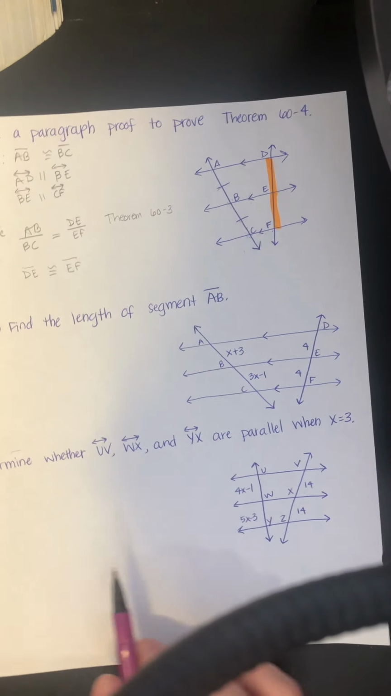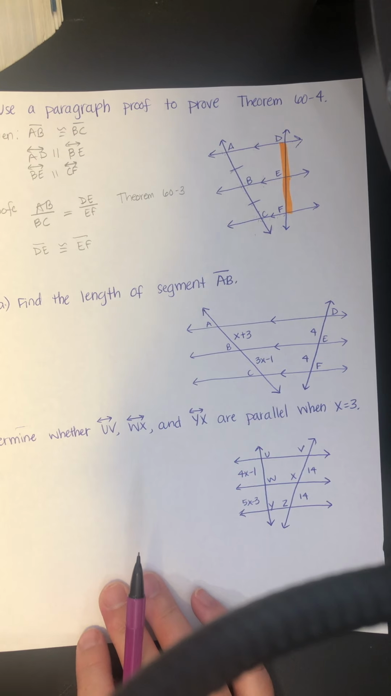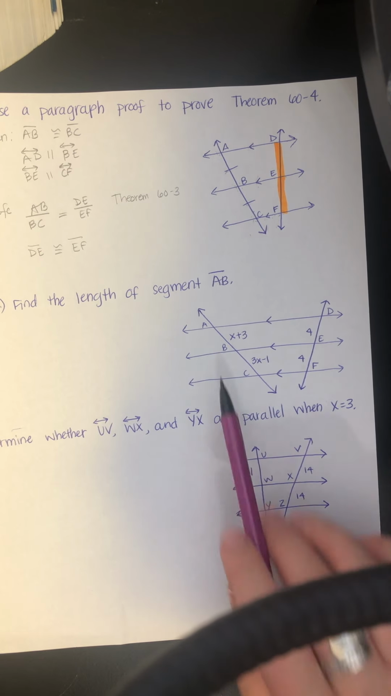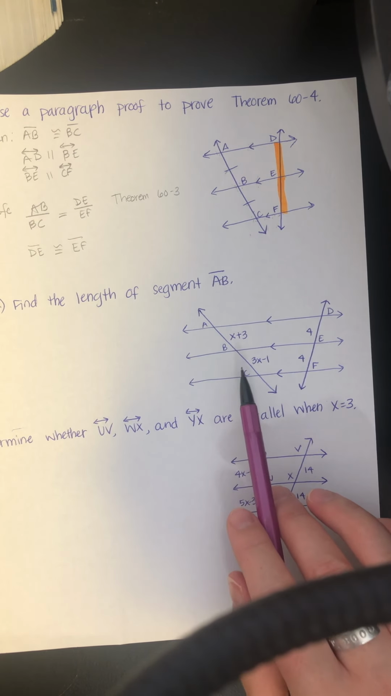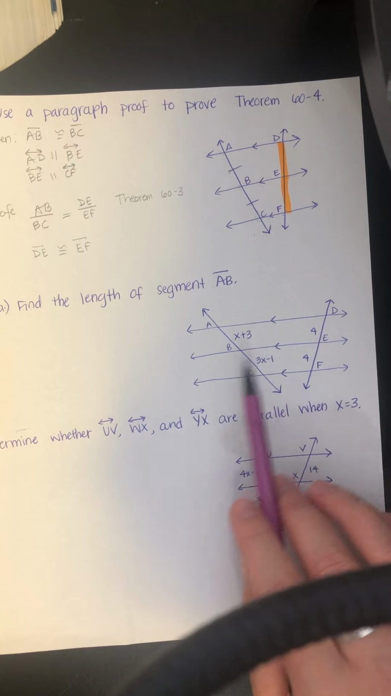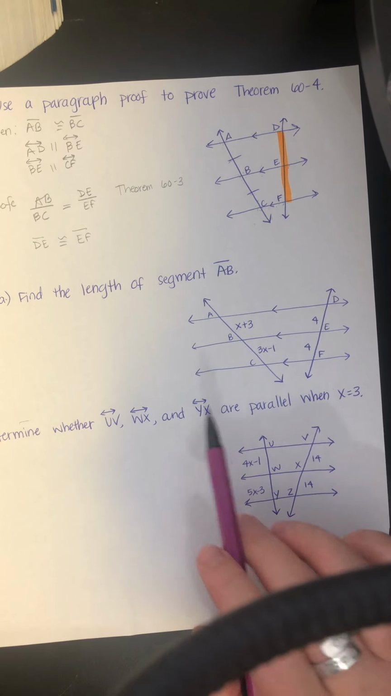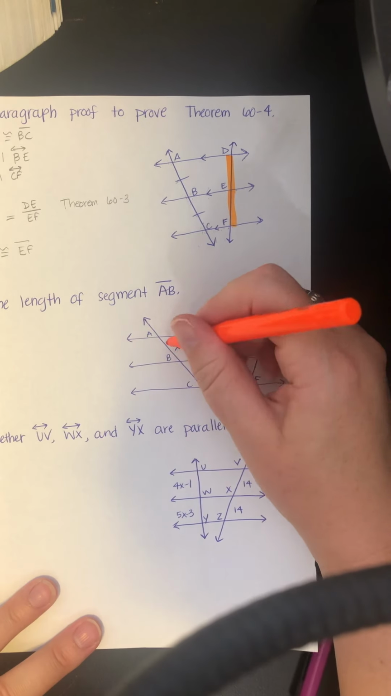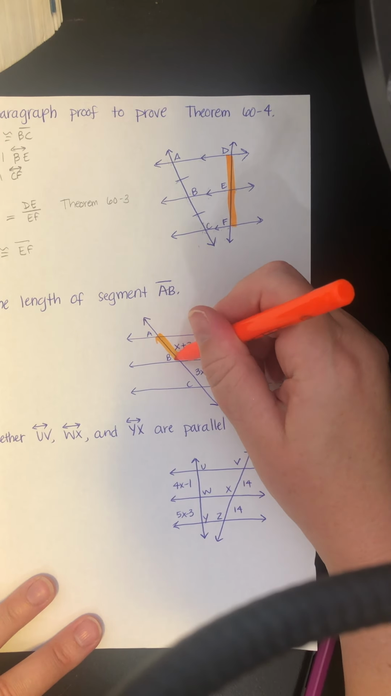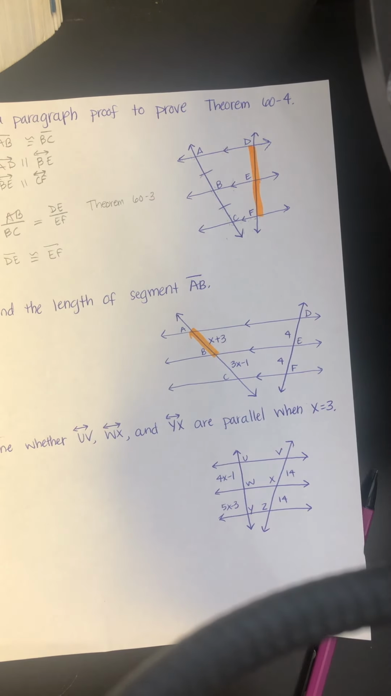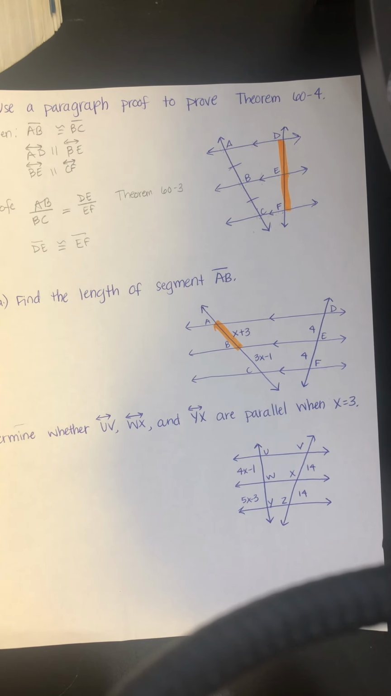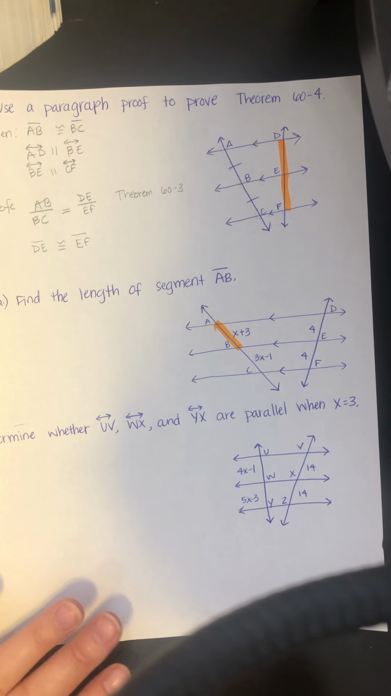Okay? Next example. Finding segment lengths. They're going to give us now, instead of just numbers, polynomials or variables in it. It says find the length of segment AB. So we need to find the length of this segment. It gives us a polynomial that the length of this segment is x plus 3, but we got to find out what x is so we can actually find the number length.